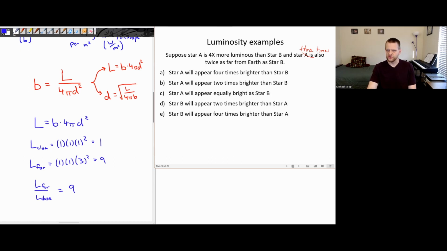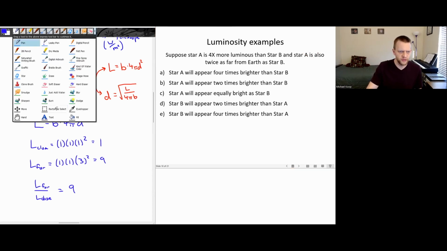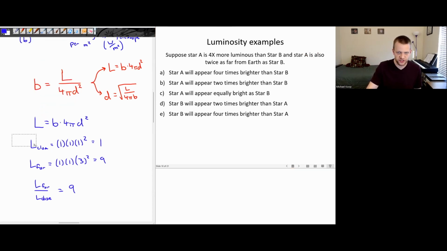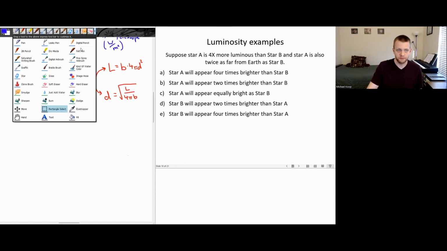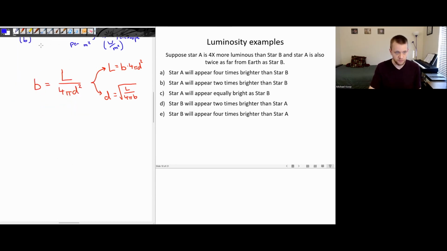Let's do a couple more examples. I don't want to belabor the point too much, but I think some students might want to see more examples, so hopefully this is helpful. Let's try this one. Suppose star A is 4 times more luminous than star B. Star A is also twice as far from Earth as star B. And we want to know how the brightness compares. So let's give this one a try.